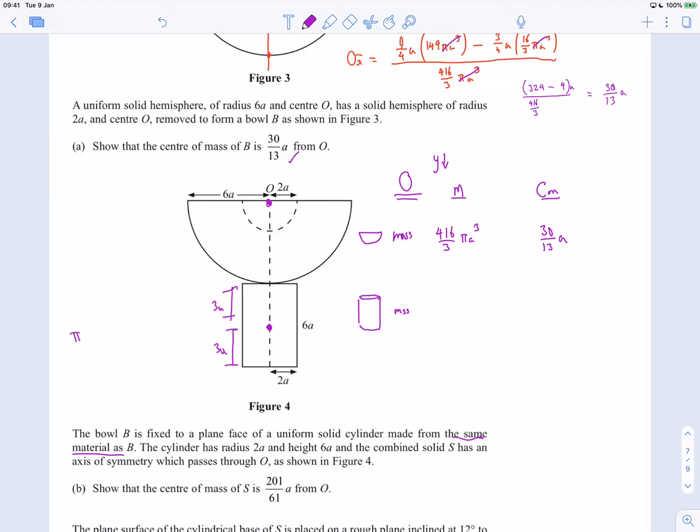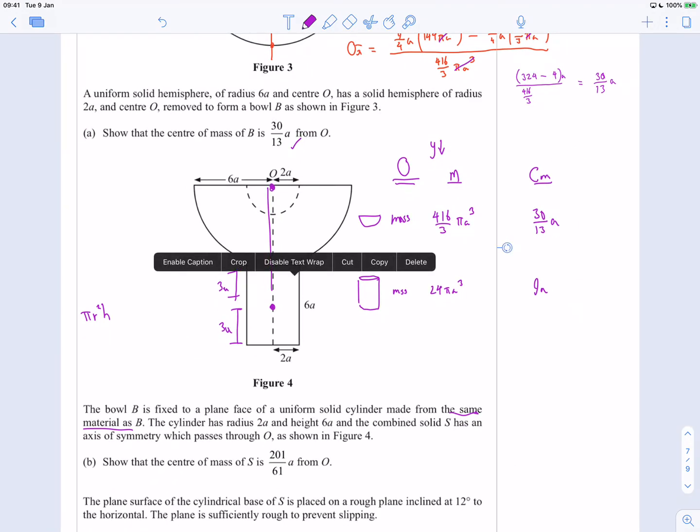Well, it's just pi r squared times by h, isn't it? So it'll be 2 squared, which is 4, so that'll be 24 pi A cubed. And its centre of mass from O is 6A plus another 3A, which is 9A downwards.